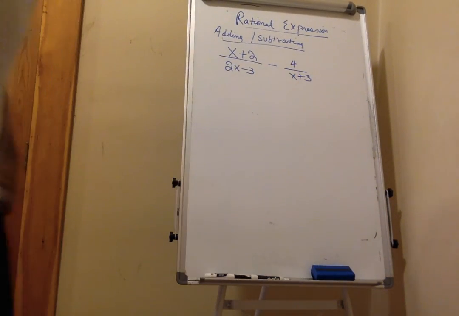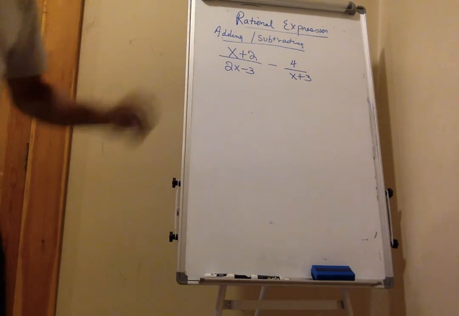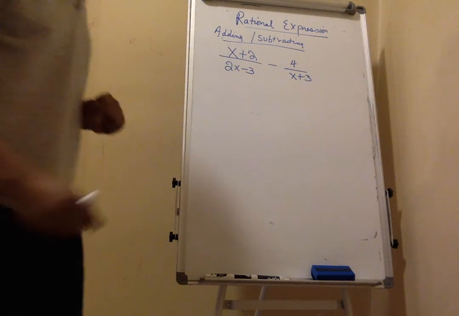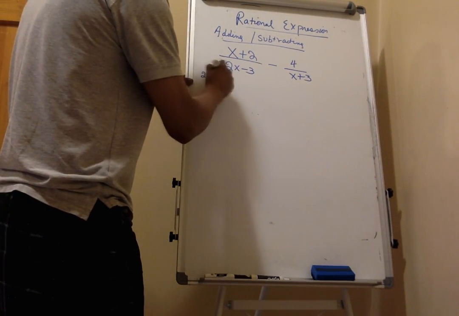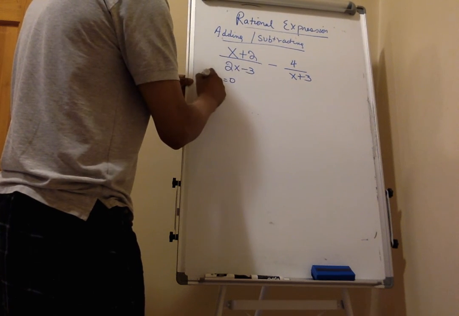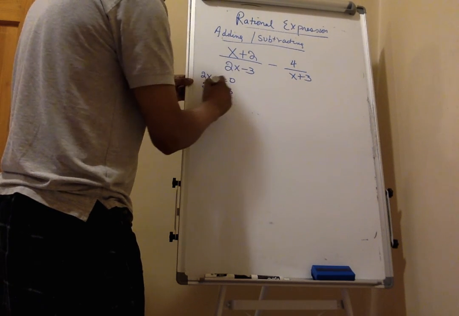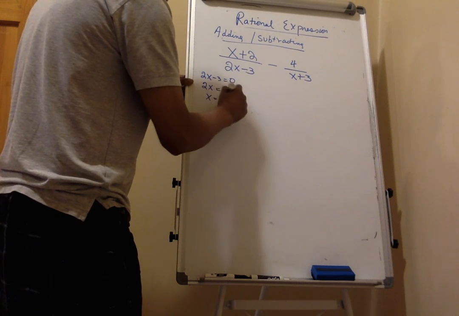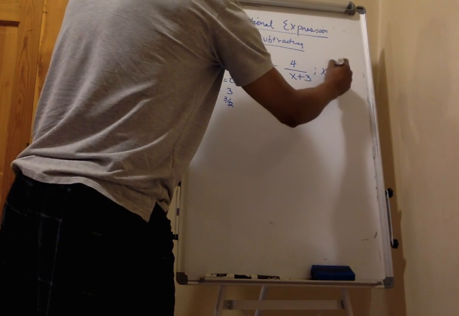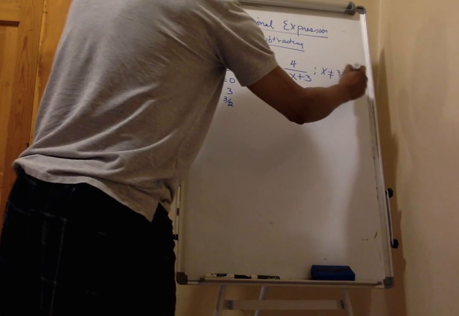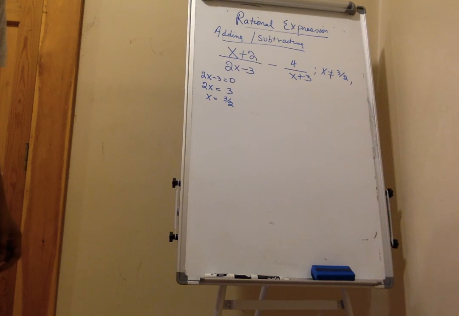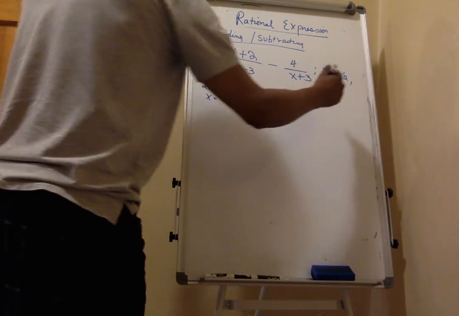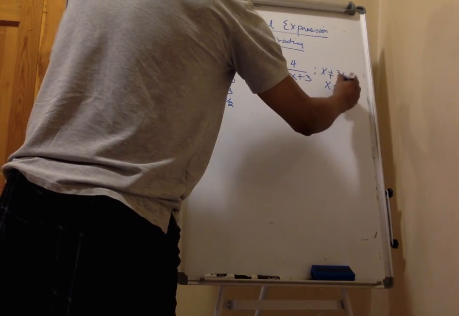As you can see, the two denominators are not the same, so we have to make them the same. But before we do that, the first step that you would do would be 2x minus 3 is equal to 0, 2x is equal to 3, then x is equal to 3 over 2. So you're going to write x cannot equal 3 over 2 because the 3 over 2 makes the first rational expression undefined, and x plus 3, so x cannot equal negative 3.